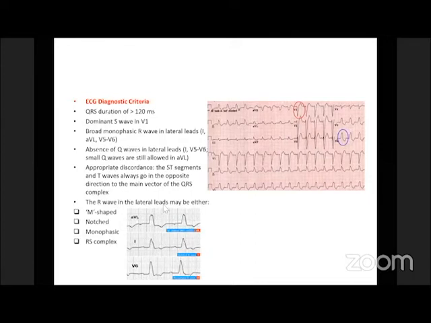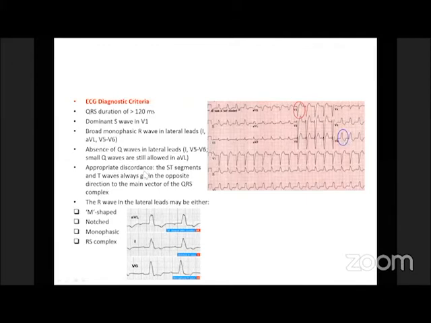ECG diagnostic criteria: when you have QRS duration more than 120 milliseconds, and you have dominant S wave in V1, as in this ECG, dominant S in V1, and broad monophasic R wave in lateral leads: lead 1, aVL, V5, V6. This is lead 1, aVL, V5, V6, which should show positive R wave deflection.